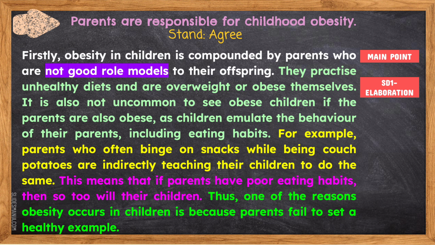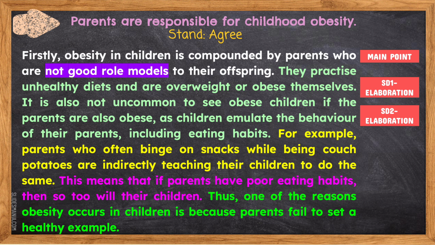Okay, so they practice, the they here referring to parents, they practice unhealthy diets and are overweight or obese themselves. Okay, the one that we have said just now. Why do you say they are not good role models? And then you continue by saying it is also not uncommon to see obese children if the parents are also obese, right? Why? Because children emulate, which is another word for copy, the behavior of their parents, including eating habits. Okay, so this is your supporting detail too. Right, so you elaborate more.